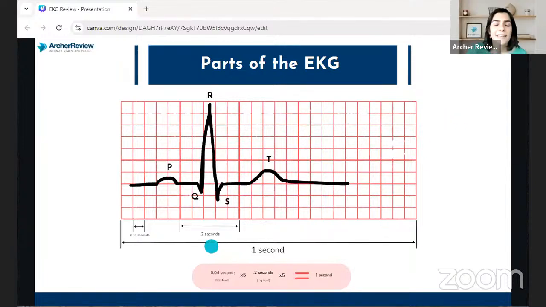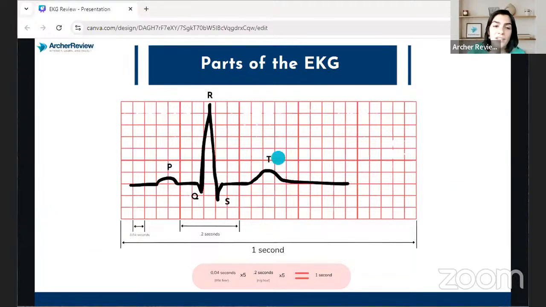Basically what I like to do is look at the boxes instead of counting the seconds. I like to know my PR interval normal is between 0.12 and 0.2, so that's about 3 to 5 boxes. If you look here, you see that's beautifully within that, at about 3.5 boxes. And then your QRS normal is going to be less than 0.12, so that's less than 3 boxes. You see how you can see that easily when you're looking at those smaller boxes. So getting familiar with those boxes can be really helpful.